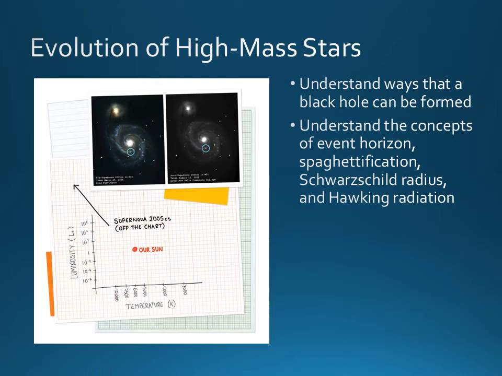Now we will look at how black holes can be formed and related concepts including event horizons, spaghettification, the Schwarzschild radius, and Hawking radiation.